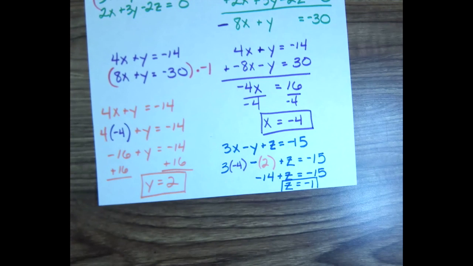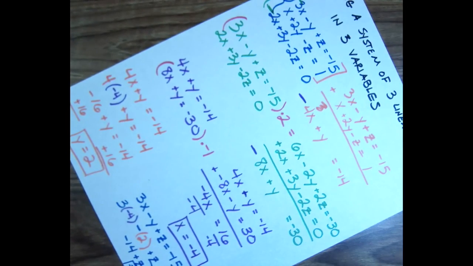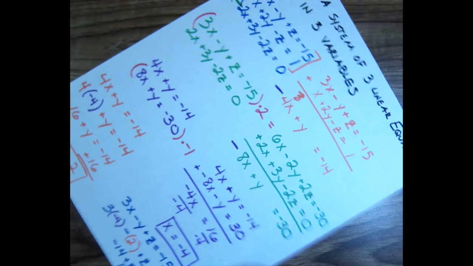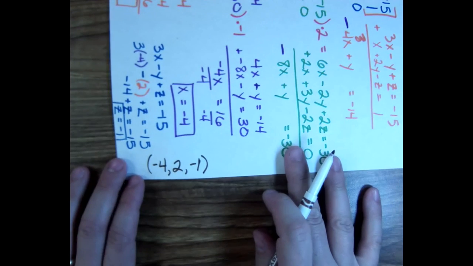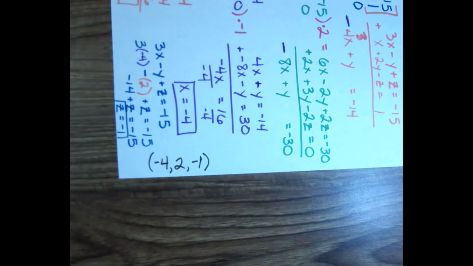So, previously, whenever we got the final answer to the question, we would write it as x comma y. Here we've got 3 letters, so the answers are 3 variables. So the answer is going to be x comma y comma z. Negative 4, positive 2, negative 1.